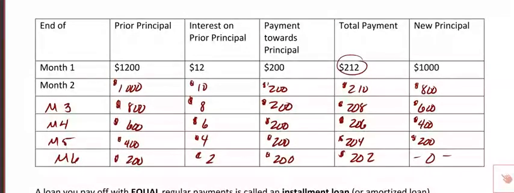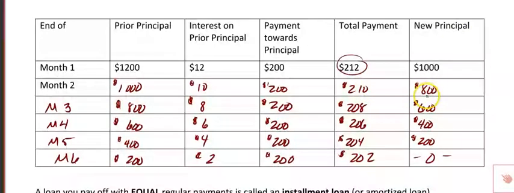So let's take a look at the next row for the end of month 2 when you make your payment. So now your principal isn't $1,200, it's $1,000. The interest on $1,000, since it's 1% monthly, is $10. So I'm going to have to include $10 in my payment towards the principal. So I'm going to keep paying $200 towards the principal. My payment this month would be $210 to cover the $200 towards principal plus the interest that I have to pay. So now my principal is $800.